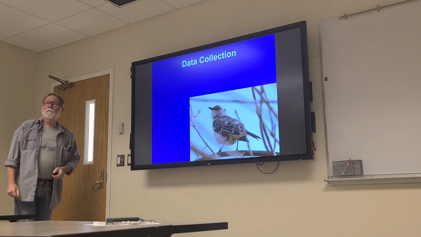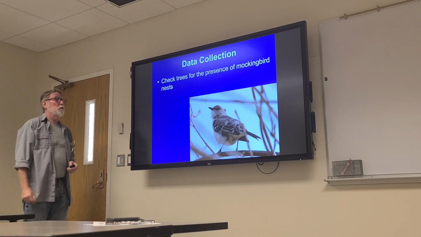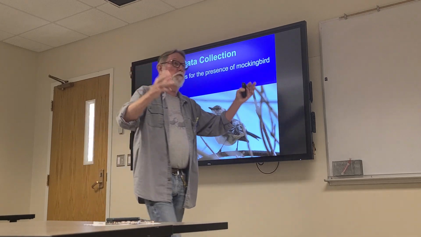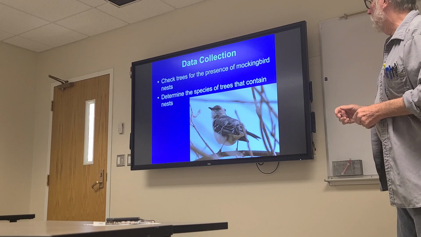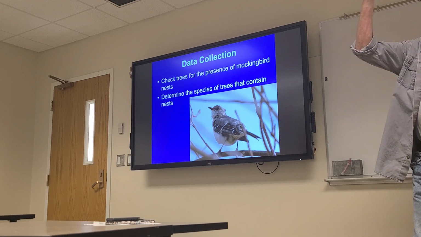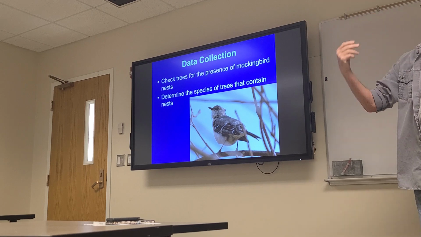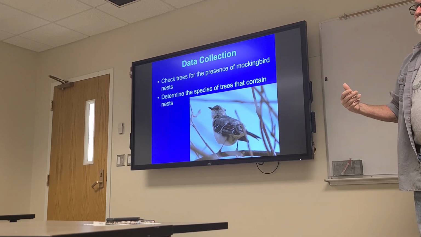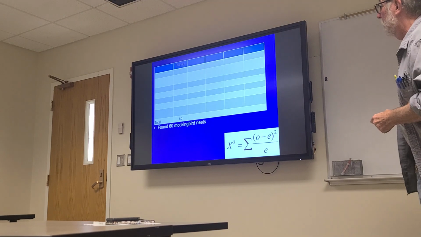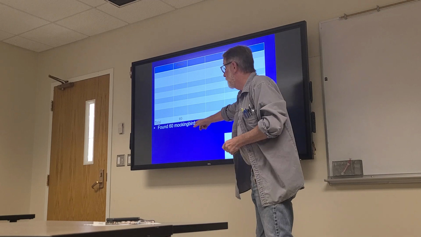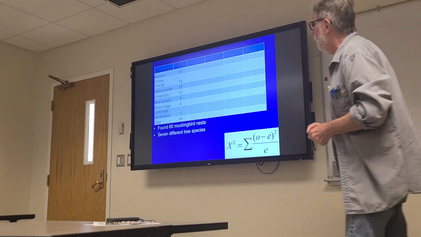Okay, so you go out and collect data. You're walking around, checking all these trees for the presence of mockingbird nests. Once you find a mockingbird nest, you call on your vast knowledge of dendrology and identify that tree. Here are your results. It turns out you found in your study 60 mockingbird nests, and these are the trees you found them in.